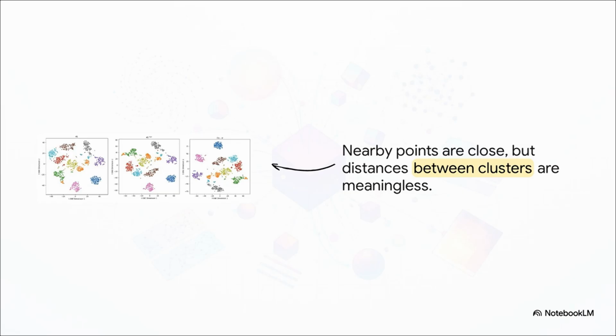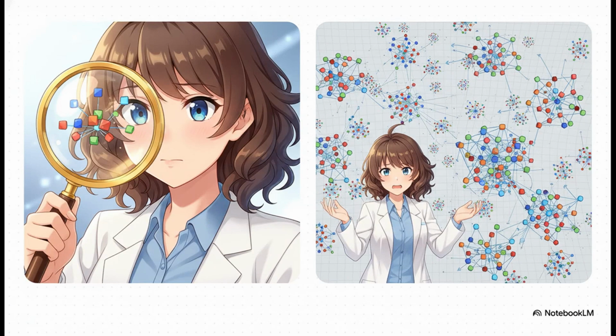And t-SNE is fantastic at one thing, showing you which data points are immediate neighbors. If two dots are right next to each other on this map, you can bet they were neighbors in the original complex data. But, and this is the big one, the empty space between these colorful clusters often means absolutely nothing. Two clusters might look miles apart on the map, but in reality, in the actual data, they could be surprisingly similar.